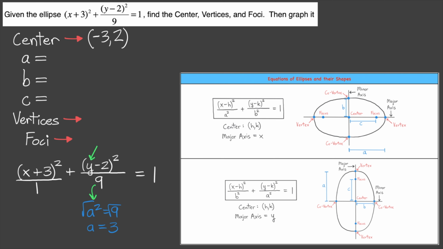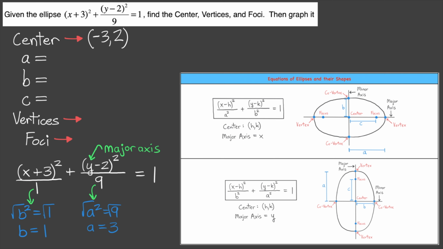I'm going to write a little note here that tells us that the y-axis is the major axis. So y is the major axis. So our ellipse is going to be a vertical ellipse going up and down. All right, now let's find b. So b squared equals 1. So we'll go ahead and label that. We take the square root of both sides, and then b equals 1.